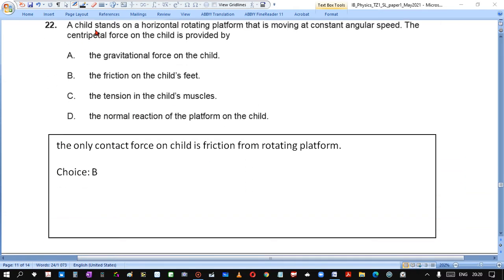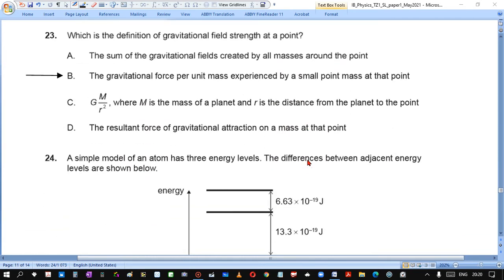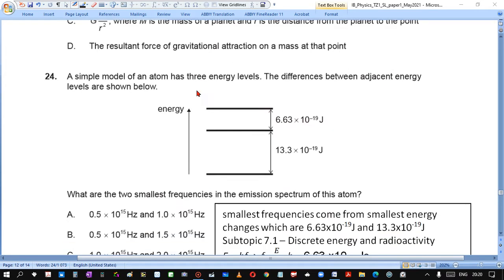Question 22. If child stands on horizontal rotating platform that is moving at constant angular speed, the centripetal force of the child is provided by friction on the child. So choice B, because the only contact force on child is friction from rotating platform. Which is definition of gravitational field strength at a point? The gravitational force per unit mass experienced by a small point mass at that point. This is definition, just learn it, and choice is B.